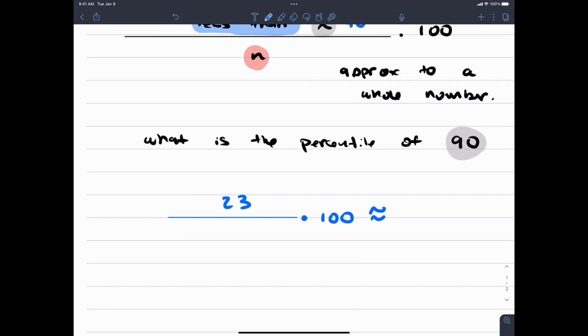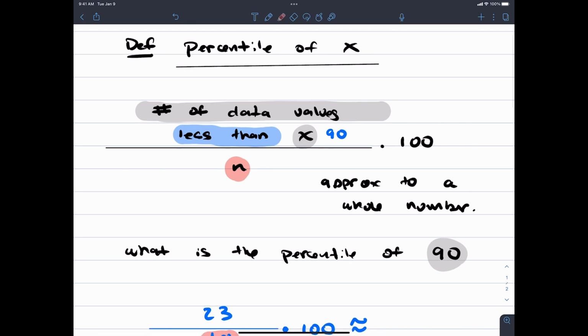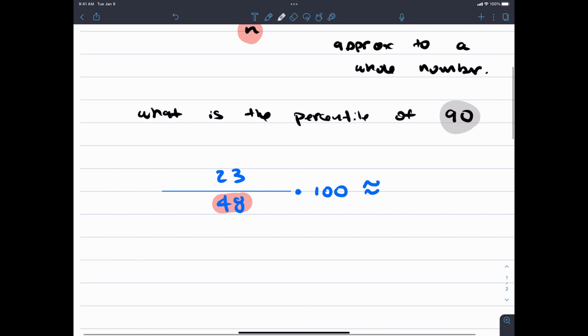Good. How many data scores are here again? 48. Isn't that the sample size? So notice you're using the definition. Percentile with the data value X, and then multiply it times 100.